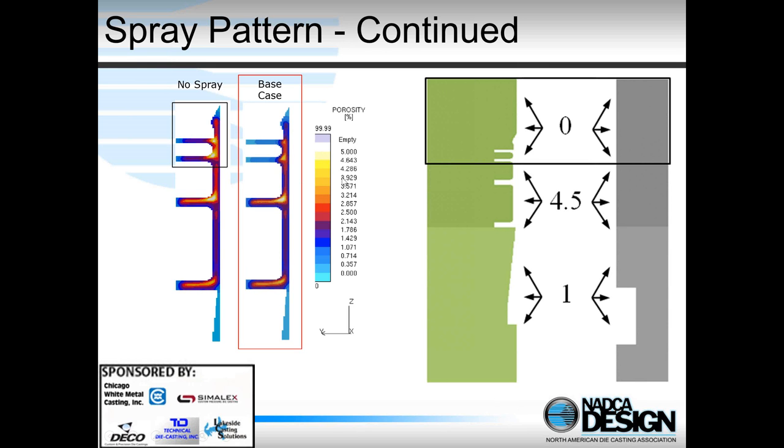And the bright colors are a lot more shrinkage. The darker colors are less shrinkage. You can kind of see where we're getting shrinkage. And by not spraying the top, you can see we're increasing the porosity level because, again, that part of the casting will solidify more slowly, and therefore it's no longer going to be fed by the remaining part of the casting. And we're going to increase the amount of porosity in our casting.